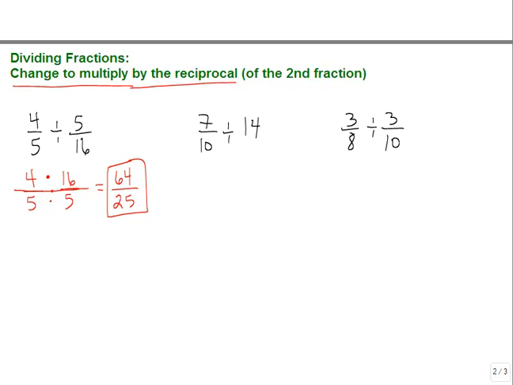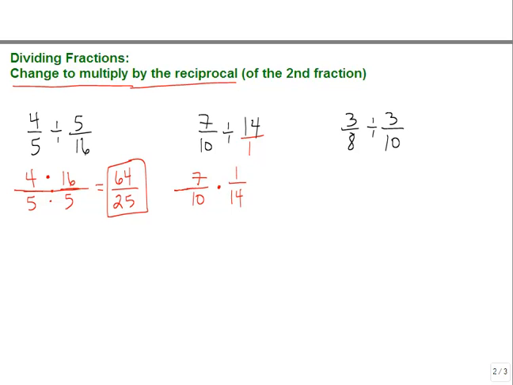So I have 7/10 divided by 14. First thing I'm going to do is change this to a multiplication problem. And in order to do this, you might want to take that 14 and put it over a 1, turn it into a fraction. So this is going to become 7/10, changing this division to a multiply, and 14 over 1 flips over and turns into a 1 over 14.